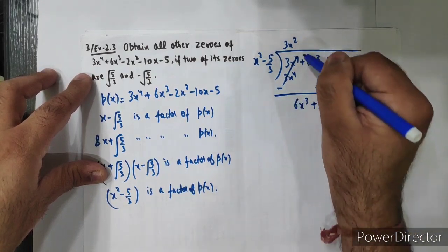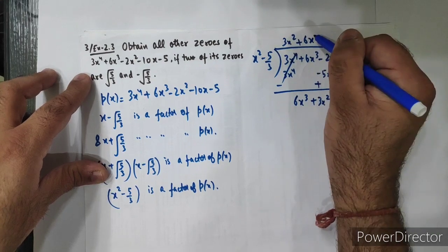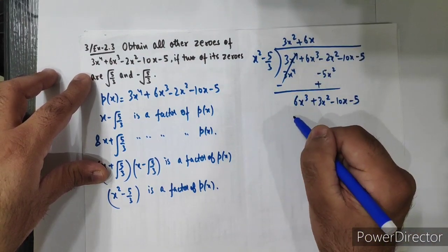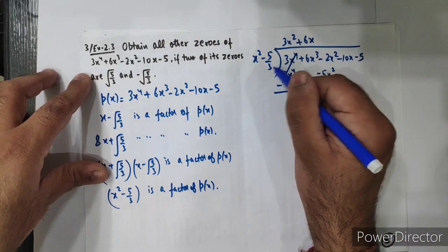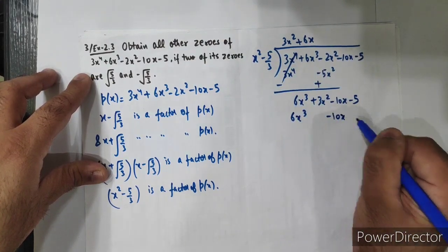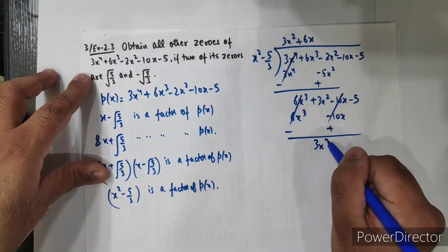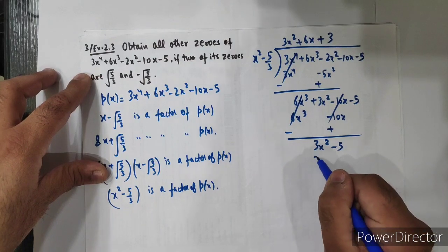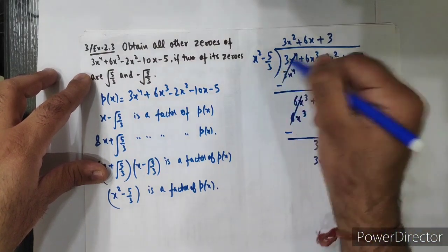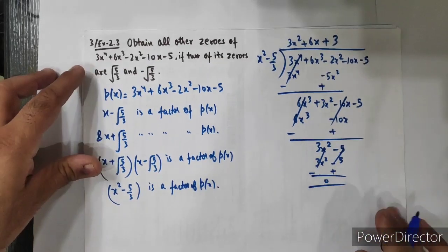So on further division, again you will get 6x here. Okay, 6x multiplied, what will we get? 6x cube, and then you are getting minus 10x, so you are getting this minus 10x. Change sign once again, this will also cancel. We're left with 3x square minus 5. Now we will be multiplying this by 3. So after this you will get 3x square minus 5. You will get the same term, so after cancelling you will get the remainder as 0.